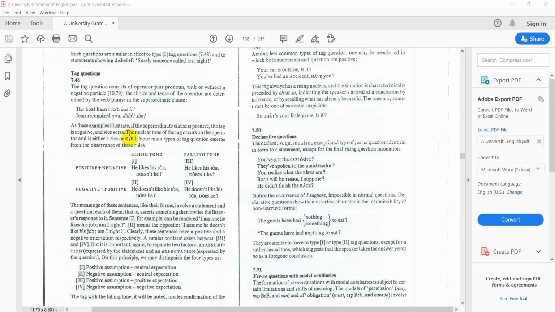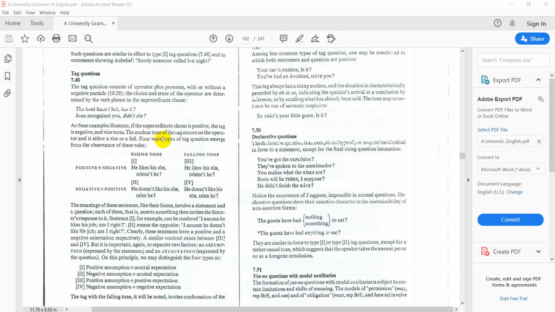As these examples illustrate, if the subordinate clause is positive, the tag is negative, and vice versa. The relation between them is always opposite. If the operator in the subordinate clause is negative, the tag will be positive, and the answer will be no. So the answer has a relation with the subordinate clause. If the subordinate clause is positive, the tag will be negative, and the answer will be positive.